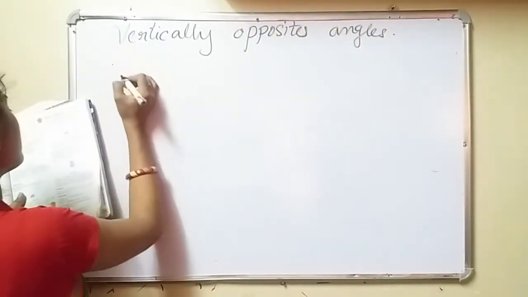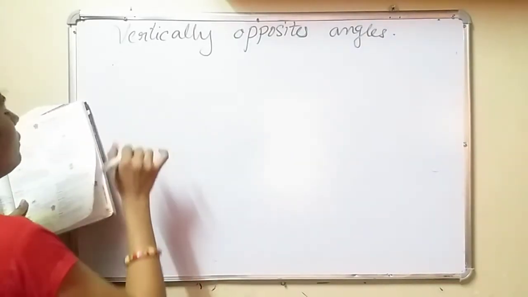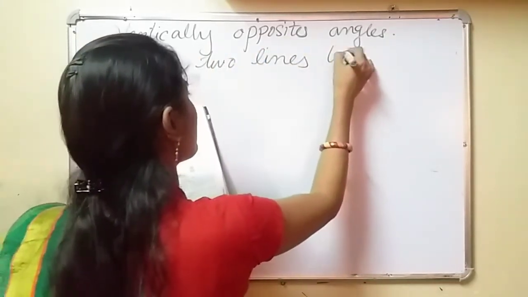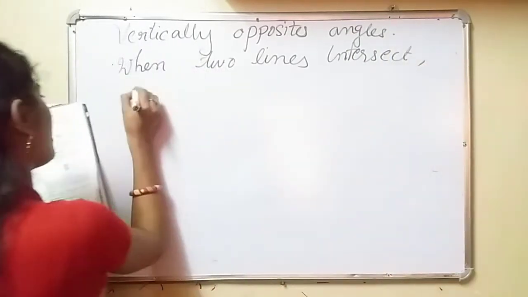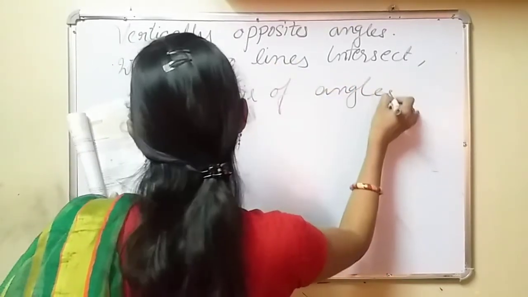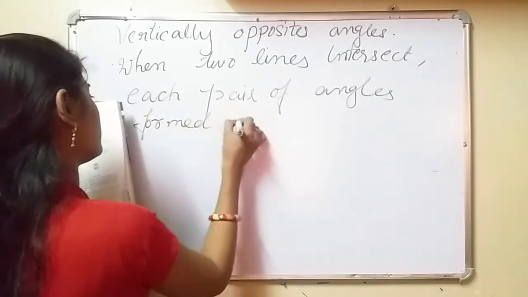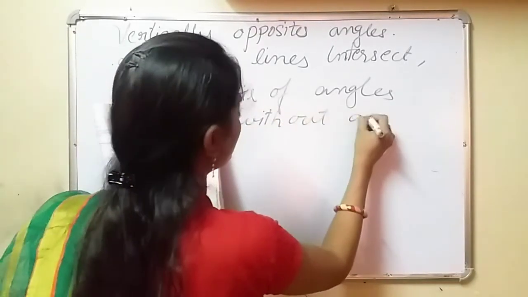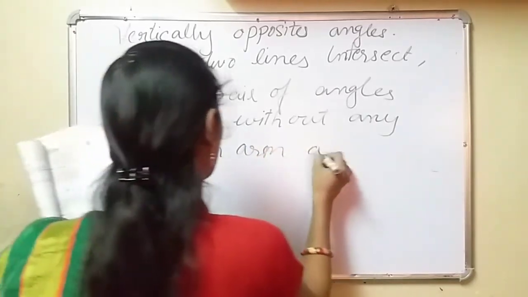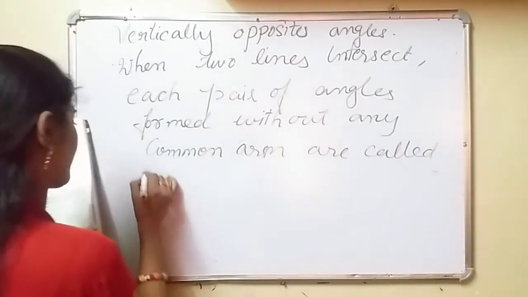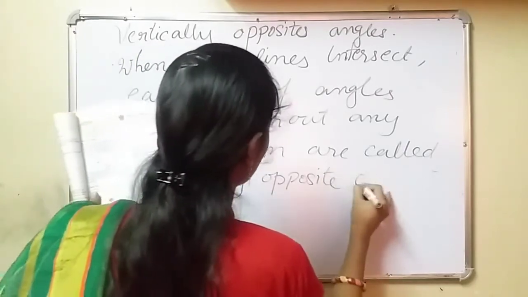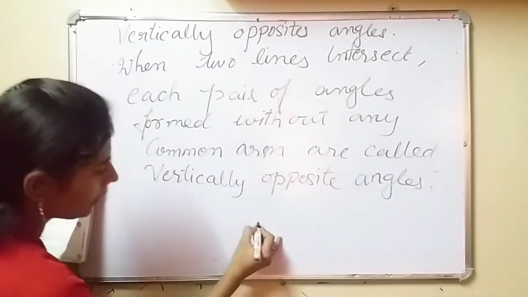See, when two lines intersect, each pair of angles formed without any common arm are called vertically opposite angles. Now see, take one point O.